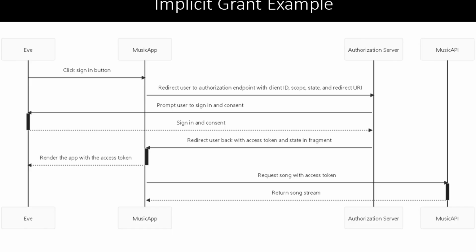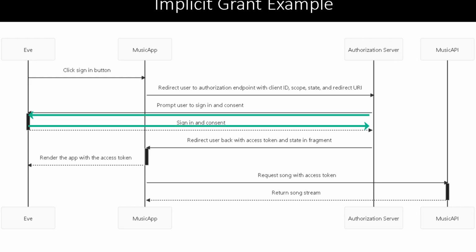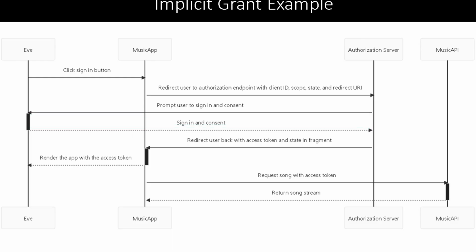The authorization server authenticates Eve via her browser and asks her to grant or deny the access request from the music app. Eve grants the access, and the authorization server redirects her back to the music app using the redirect URI provided earlier. The redirect URI includes the access token and state in the URI fragment. The music app extracts the access token from the URI fragment and stores it in the browser local storage. It then uses the access token to request the song from the resource server of Music API.